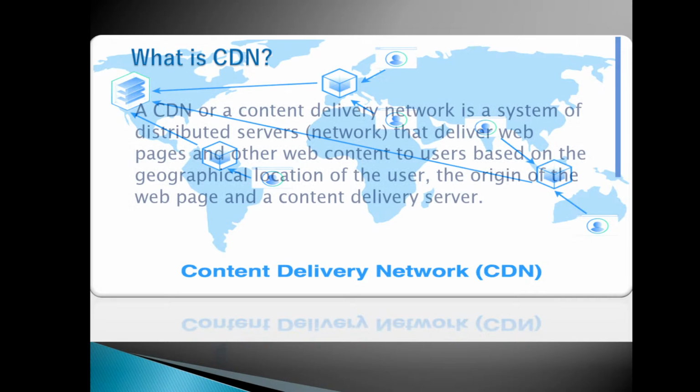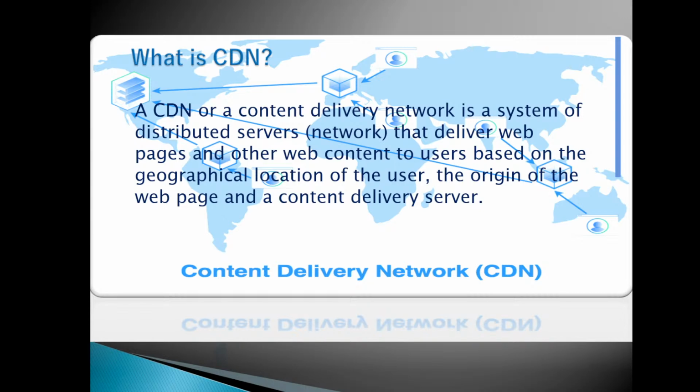CDN is Content Delivery Network, is basically a system of distributed servers that deliver web content, web pages, other web content to the user based on geographical location of the user. The origin of the web page and content delivery server can be different.